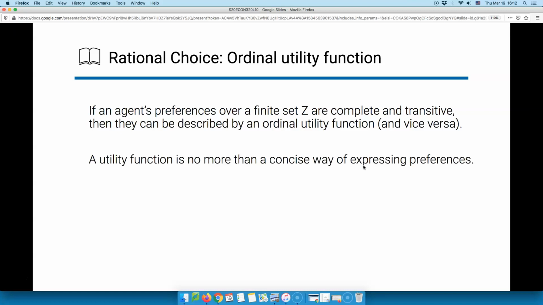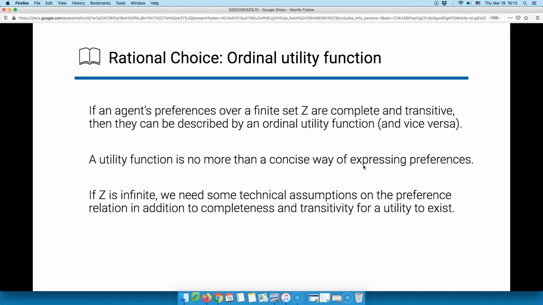So a utility function is nothing else than a concise way of expressing preferences. It does not necessarily describe any pleasure or satisfaction or dissatisfaction that you receive from a particular alternative. It's just a numerical representation of your likes and dislikes. And if the set of alternatives is infinite, we need additional technical assumptions for the utility function to exist beyond completeness and transitivity, but we won't go into details at this point.